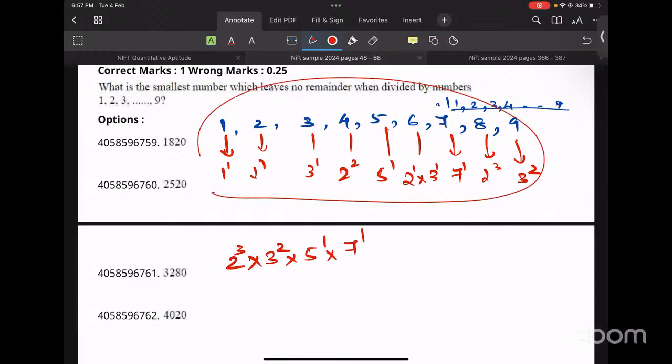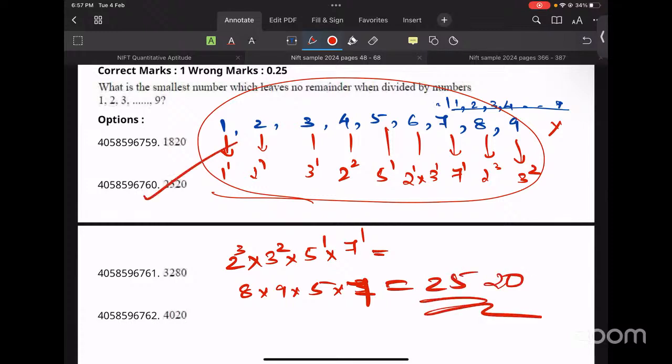There is no need to write like this when you are an expert. When you become an expert, you can skip this step and do it in your mind. Any numbers up to 16 also you can do. So 2 cube is 8, 9, 5, 7. So 35 into 72 is asked here. So the answer is 2520. Okay, 2520 is the right answer.